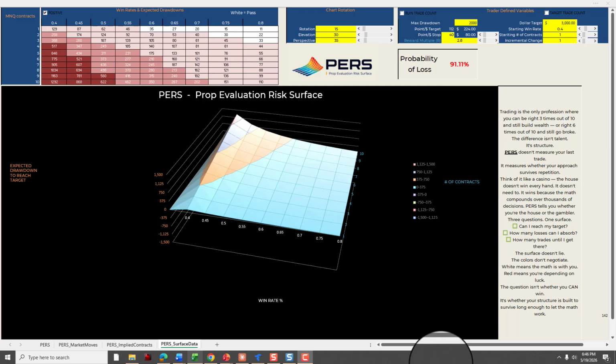Okay, so real quick, I'm going to show you how I use my latest application, and quite frankly, how powerful it is. It's called PERS, which stands for, it's an acronym, Prop Evaluation Risk Surface. So if you're wondering where the name came from or what it stands for, that's what it is. Real simple. What is it going to take you not just to pass a prop evaluation? What is it going to take for you to become a consistently profitable trader?